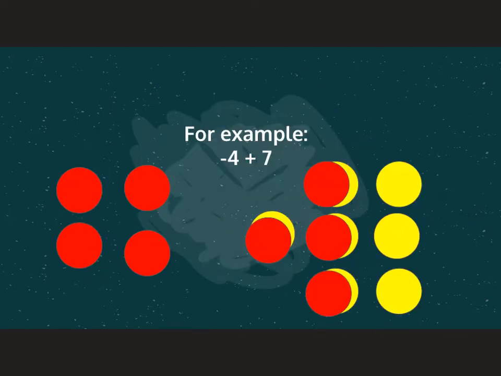So let's say we had the following: -4 plus 7. As you can see, I have 4 negatives right here, and I have 7 positives. For every negative and every positive, that forms a zero pair. So that leaves me with a +3.